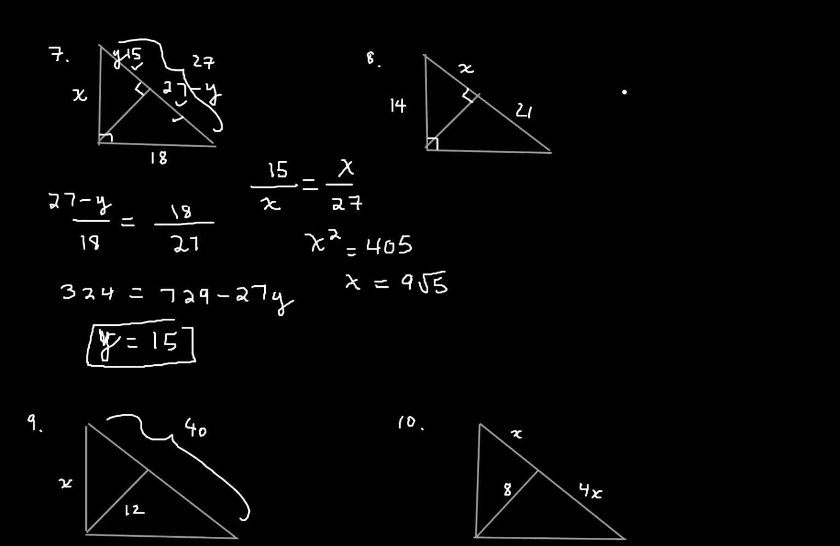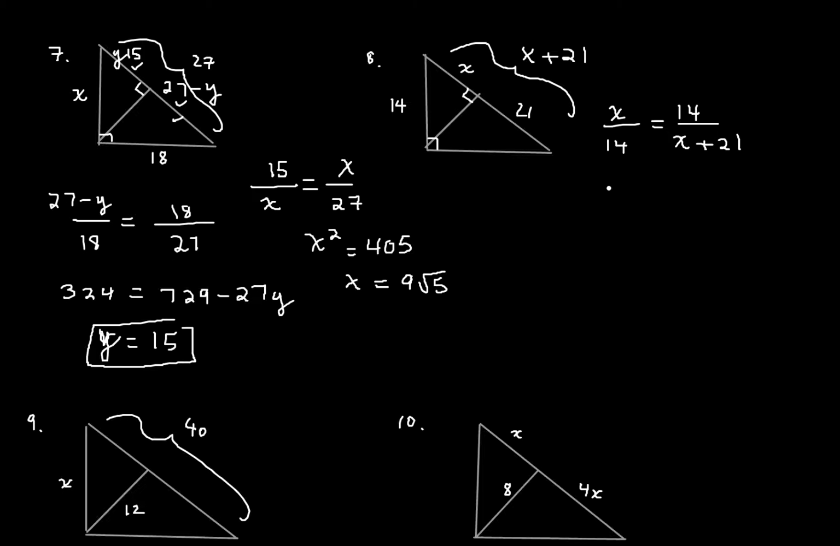Okay, next one. Where are we going to go? Well, let's see. We can make this distance, the whole thing, x plus 21, right? So we have a leg, so that's going to be our mean proportion guy. So it's going to be 14 and 14. The closest guy is x. The entire thing is x plus 21.